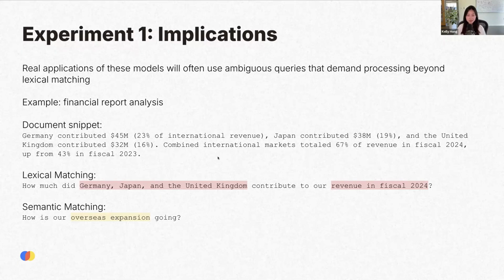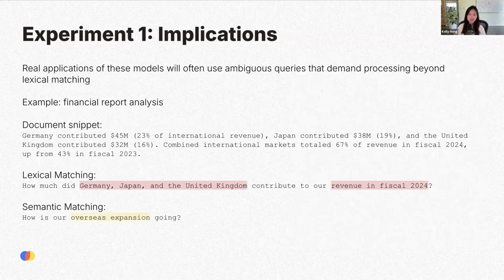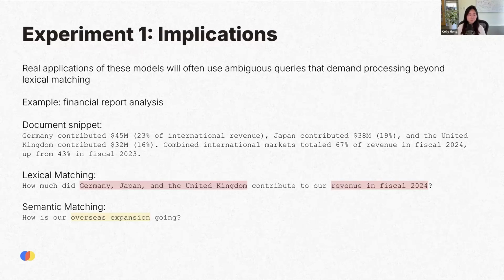But we demonstrate here that if you have these tasks that require some additional semantic processing, these models aren't very reliable as you have longer inputs. So just something important to keep in mind: even if this task seems very straightforward, you're not necessarily guaranteed to get reliable performance if you're working with such long inputs.